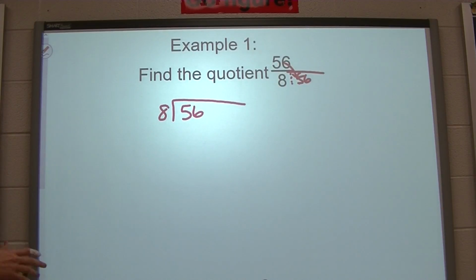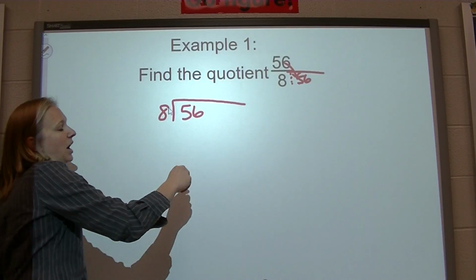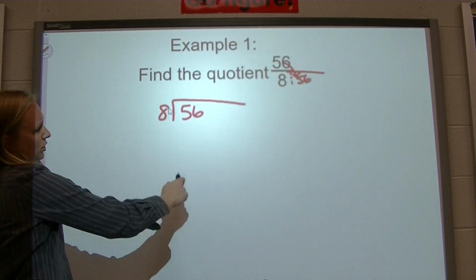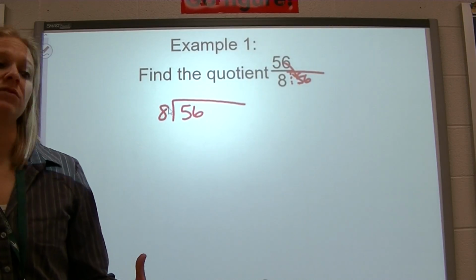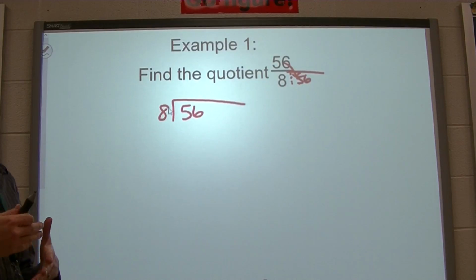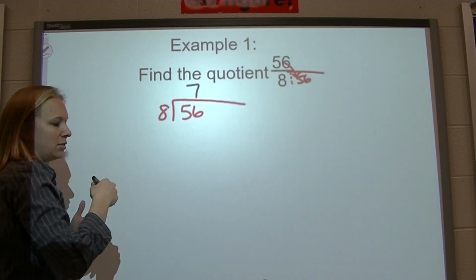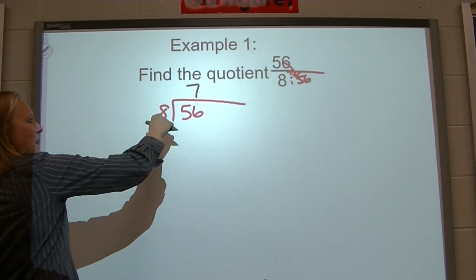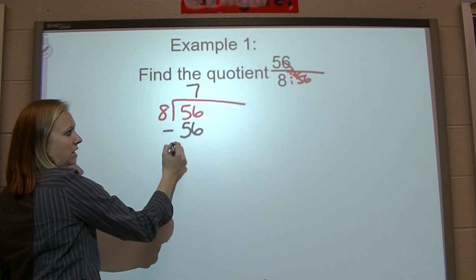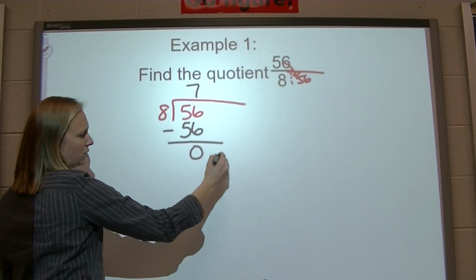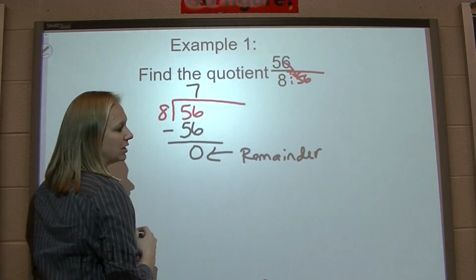So to think back, basically, you say, okay, what can I multiply 8 by to go into 56? So you might try a few things. 8 times 5, well, that's 40. So let's keep going. 8 times 6, that's 48. 8 times 7, hey, that is 56. So we put a 7 up top above the 6. 8 times 7 is 56. And if you remember, we subtract these two numbers, giving us 0, and then this is your remainder.